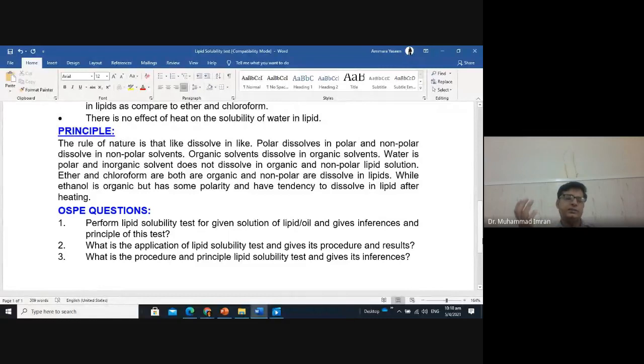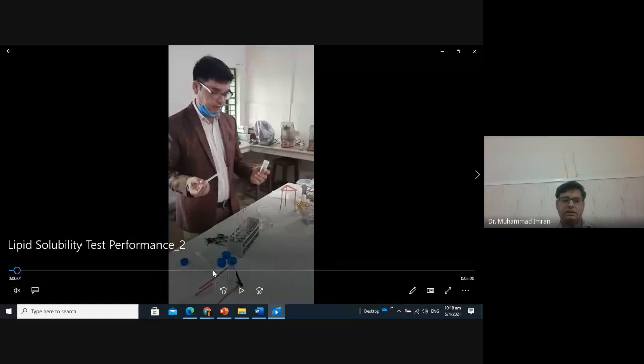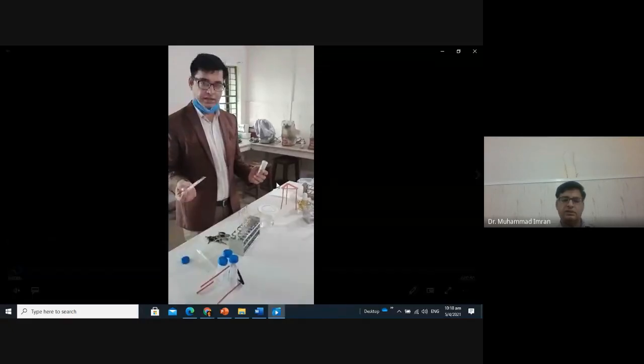So you can say acetone, N-hexane, and ether can dissolve lipid because they are organic and non-polar in characteristics. But water does not dissolve oil because oil is a non-polar and organic component, and water is polar and inorganic. Now we will see a video to perform a lipid solubility test.